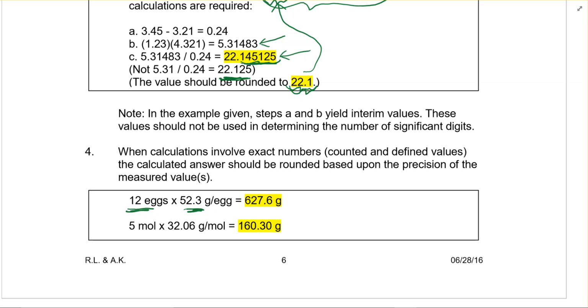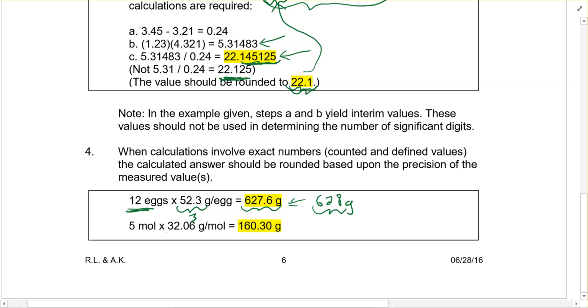so actually, I'm looking at this right now. If you had 12 eggs times 52.3 grams per egg, if you look at this number, the 52.3, it has 3 significant digits. So this should also have 3 significant digits. So this is wrong. This should say 628 grams because this is now 3 significant digits.